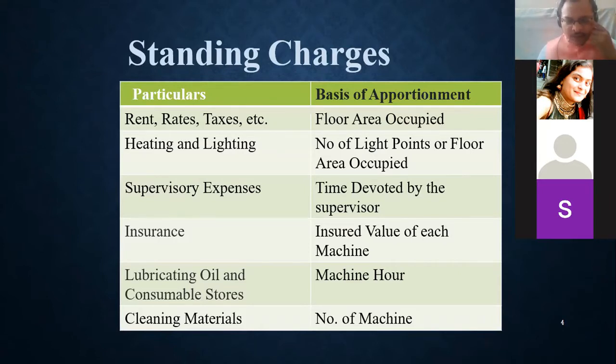The reason why we can take it both ways is that there are two different assumptions. The first assumption is a standing charge, where after every particular interval your machine may require some oiling and consumable stores. Like, if you remember, have you ever visited a car or vehicle service center? When you buy any new vehicle, a two-wheeler or four-wheeler, we get some free services, yes or no?